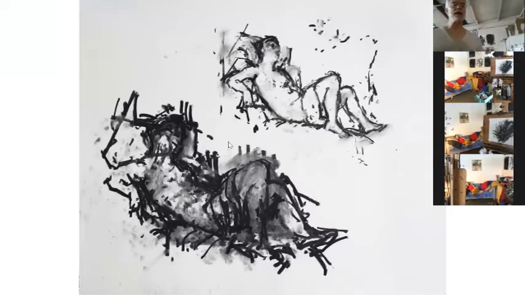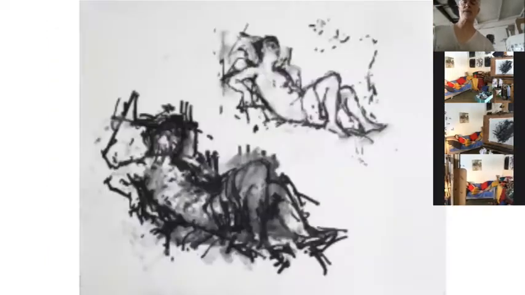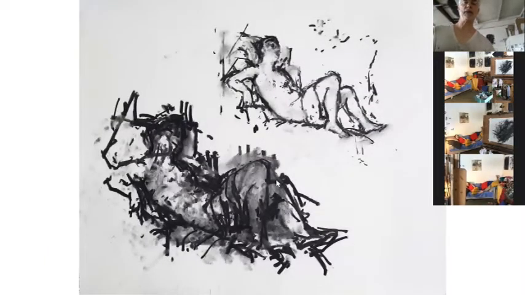So this, I took the painting by Titian and played with it in two different ways, both that first way we were working, and then the second way we were working, and just did a study.